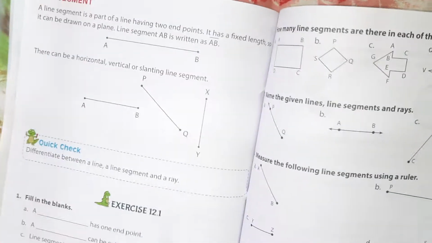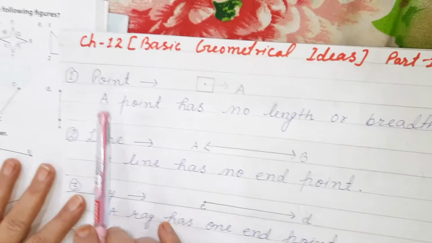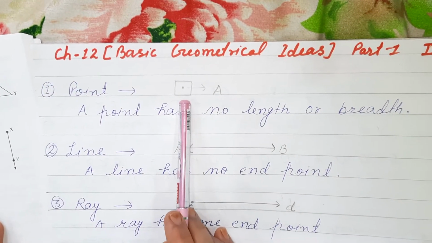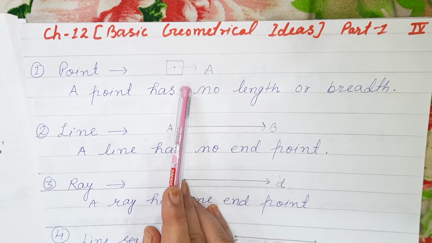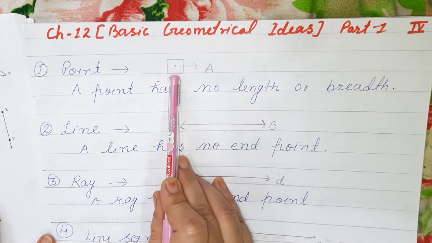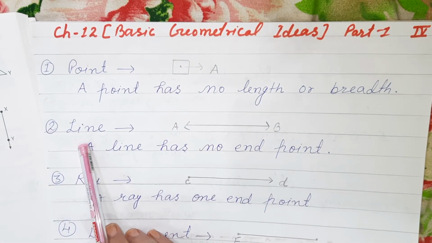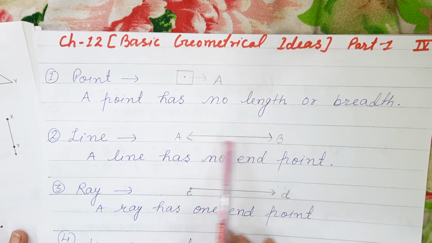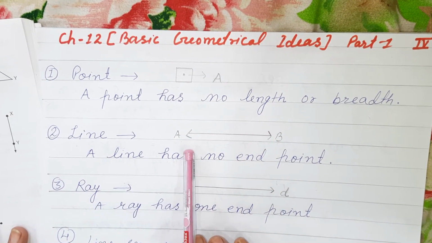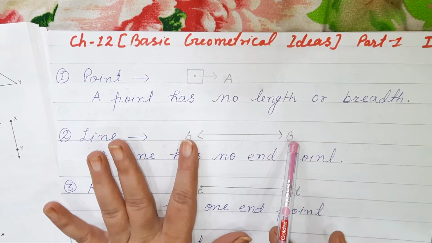So, today we are starting point. What is a point? Students, a point has no length, no breadth. It is a point. Okay. Now second, line. What is a line? A line has no end point. We can extend a line from this side and from this side, from both sides.